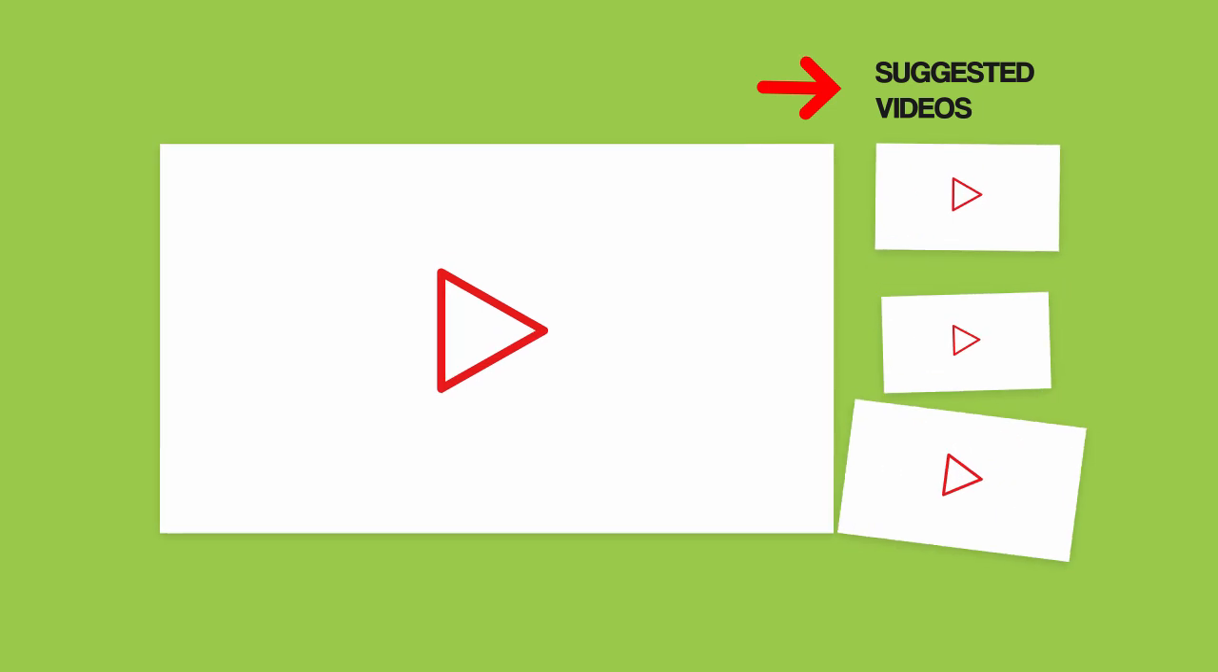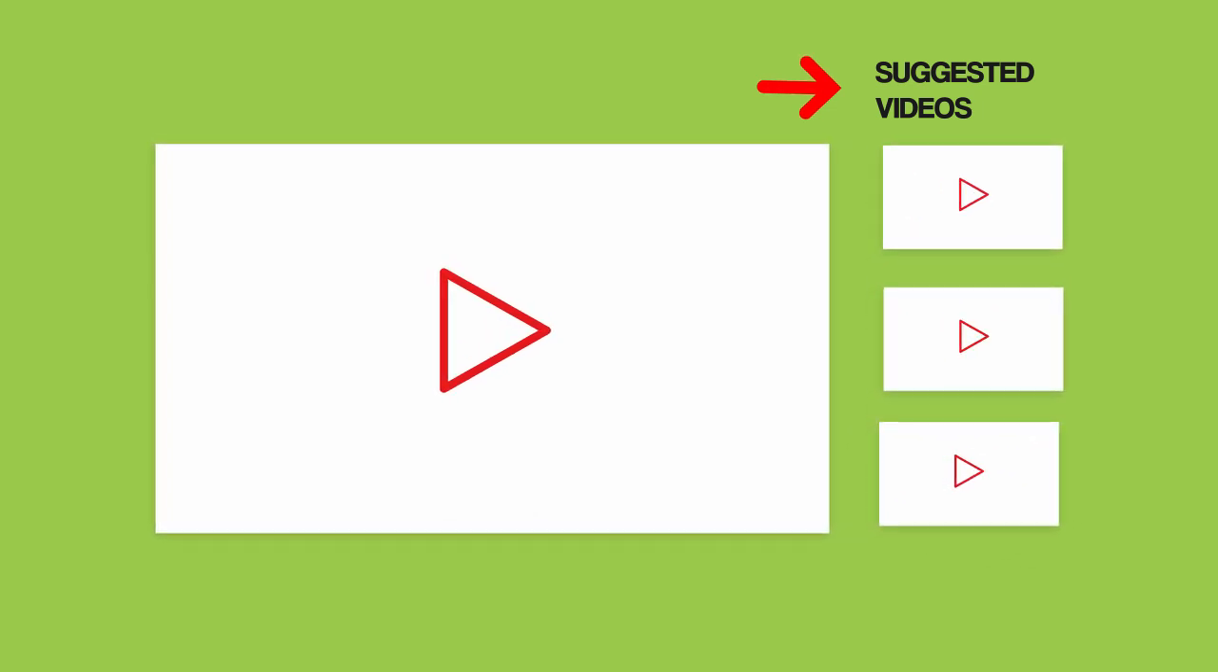Now, as a quick recap, suggested video is a section on the right-hand side of every video on YouTube, or underneath the video if you're on a mobile device. And if you can get your video to appear as a suggested video, you can get thousands or even millions of views. And the best way to do that?